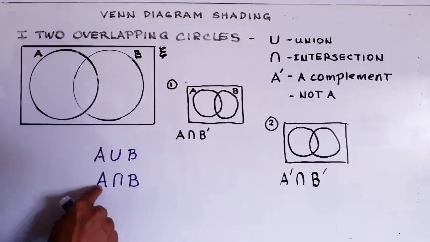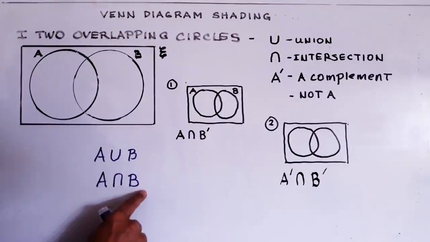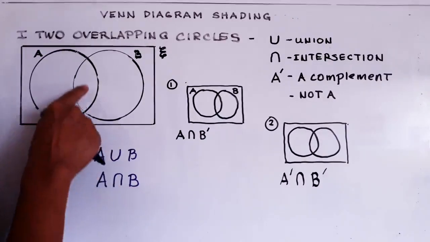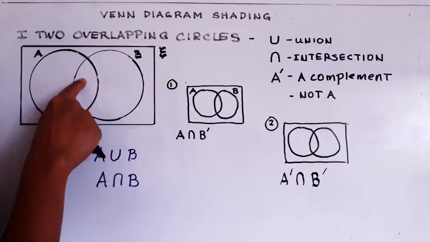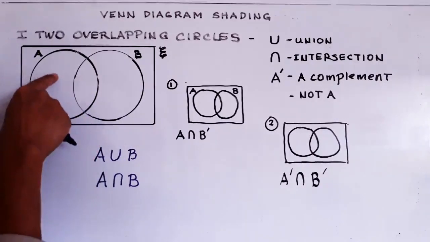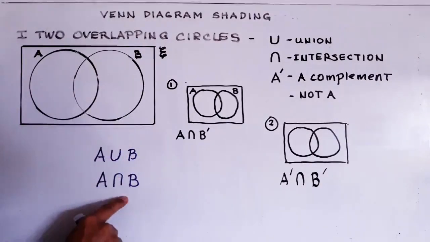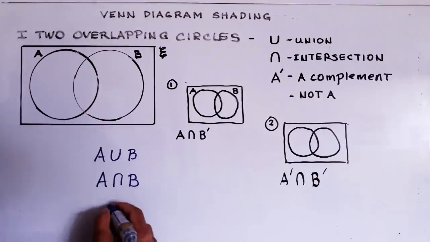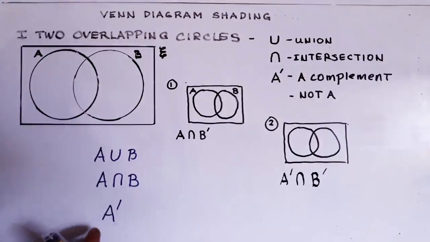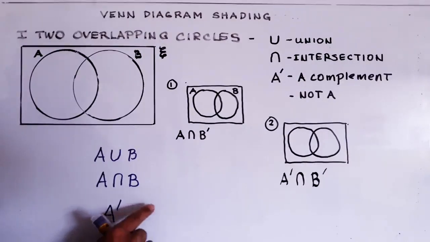Now, if you have A intersection B, it means that the element, or maybe one or two elements in the set A is also present in set B. So they share the same elements. So that one is here. This portion is being shared by set A and by set B. And then the third one that we are going to discuss is the meaning of A prime. A prime means the set of elements that cannot be found in set A. So that's the meaning of A prime, not in A.